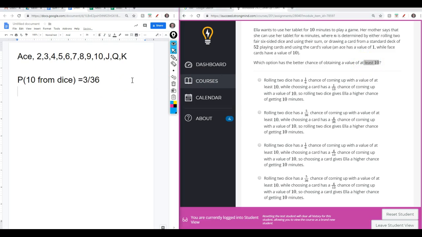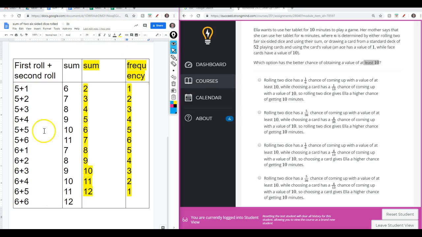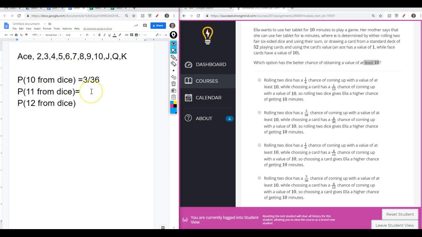So again, remember we had the probability that there was an 11 from the dice. 11 is at least a 10. And the probability of it being a 12 from the dice. And then let's add those up and then reduce. So it being an 11 is 2 out of the 36. And it being a 12 was 1 out of the 36.